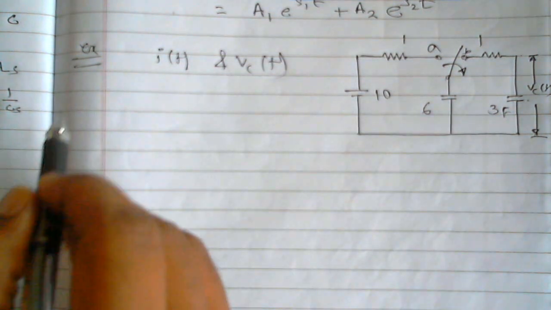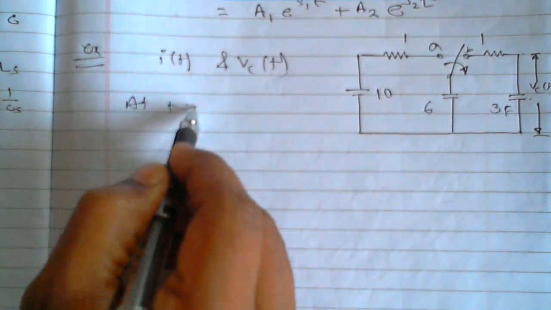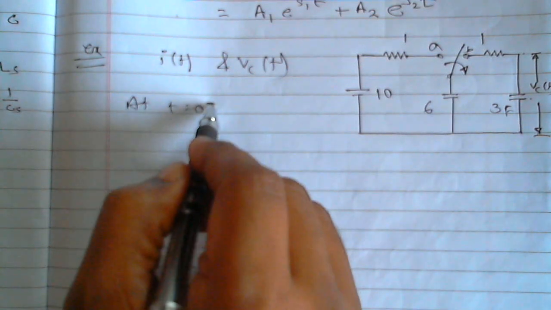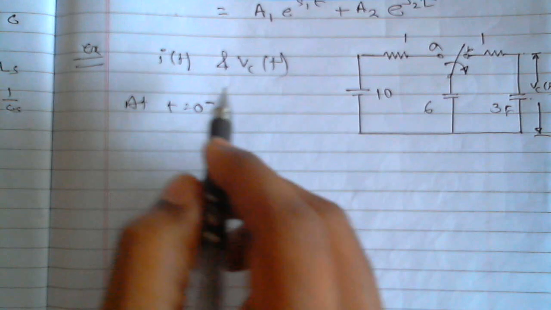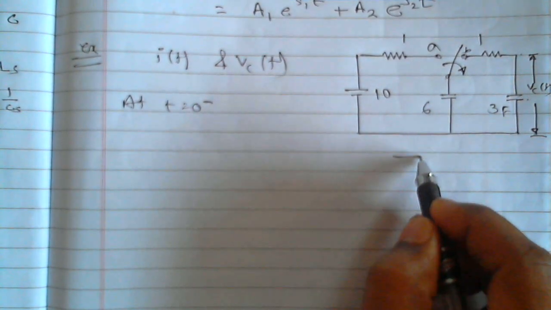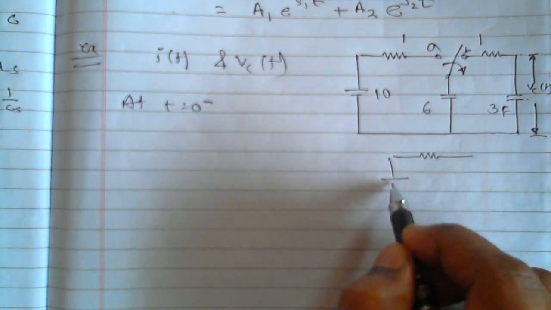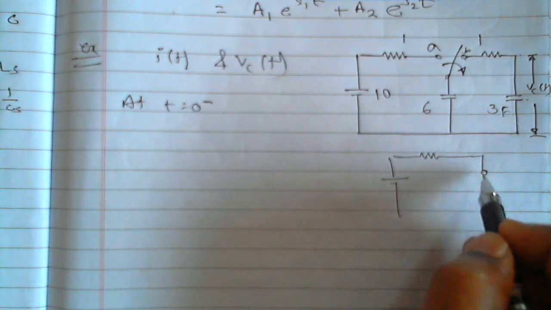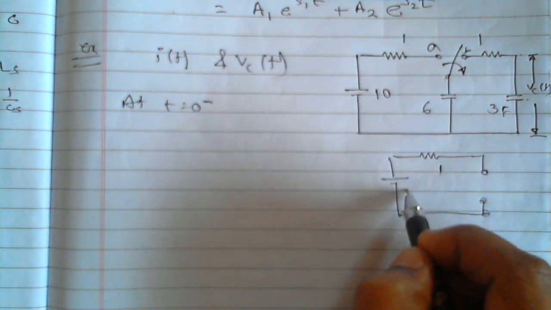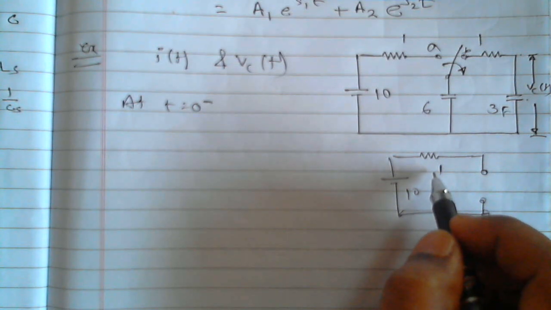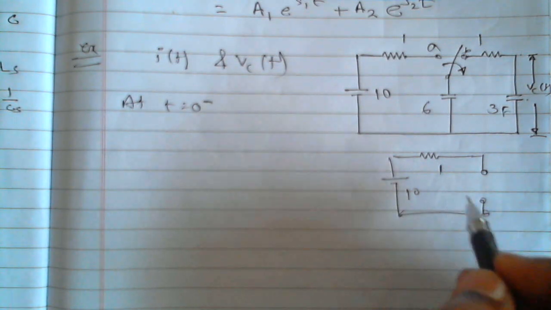So what I will do first: at t equal to 0 minus, the network has attained steady state, right? So let me draw the network for steady state. There will be a resistance, and in steady state the capacitor will be open circuited. So this will be the network, right? This is 10. Am I right? Yeah. Okay.